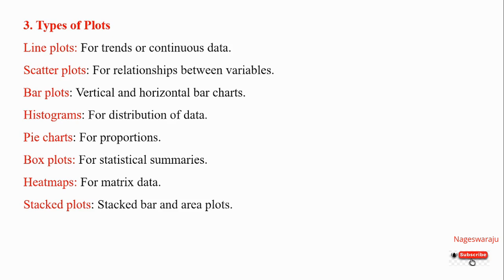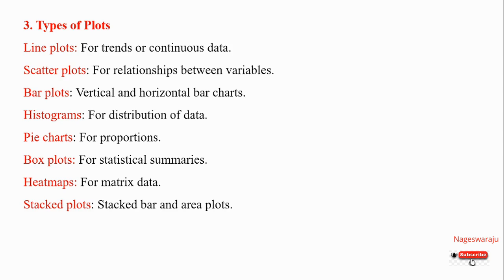Next one, different kinds of plots are there. What plots do we have? These are the plots: line plots, scatter plots, bar plot, histogram, pie chart, box plot, heat map, and stacked plot. Here, a line plot indicates displaying the data line wise. See, whatever data we have, the data should be continuous. But in the programmatic and design process, it will be displayed in a line only.